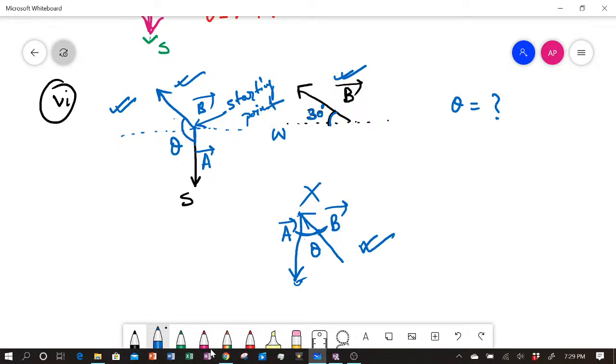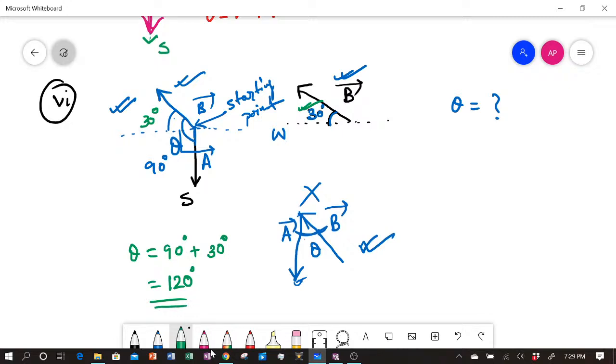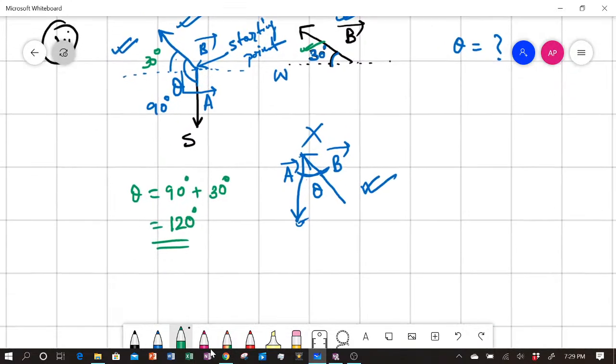Now, if we join these two vectors like this, then it would give us 90 degree, and this will give us this 30 degree. And if we calculate theta by adding 90 with 30, it would give us 120 degree, right? Theta equals 120 degree. Then Vicky and Ravi's answers are correct.